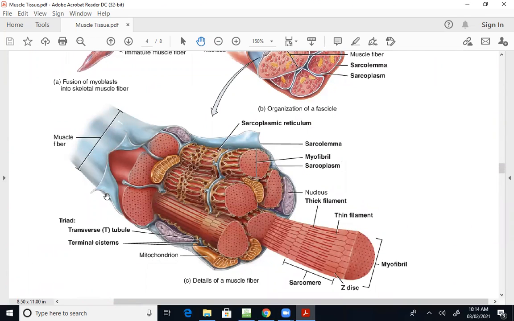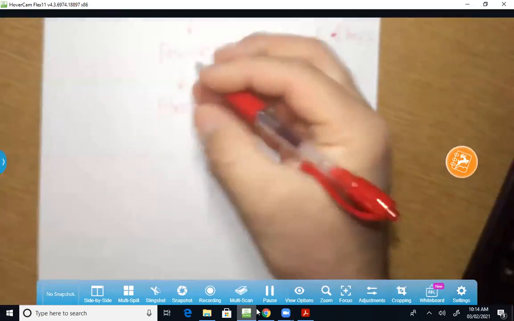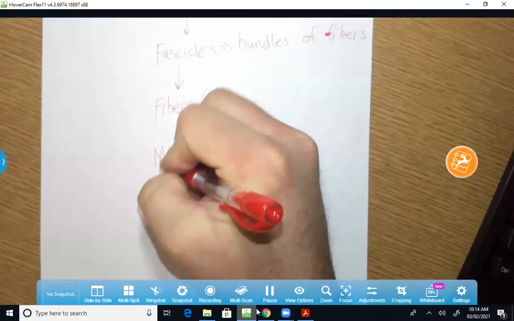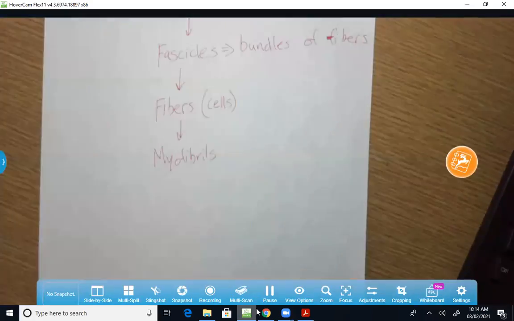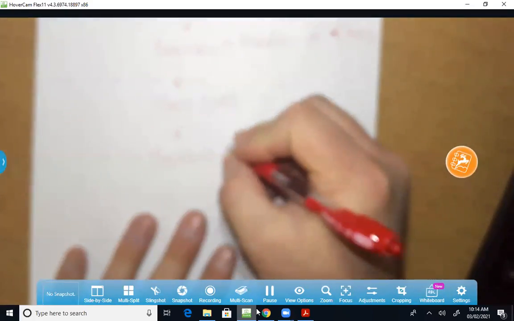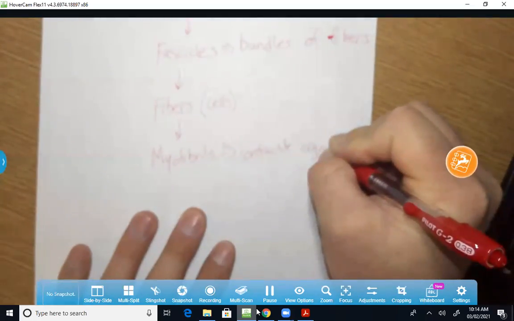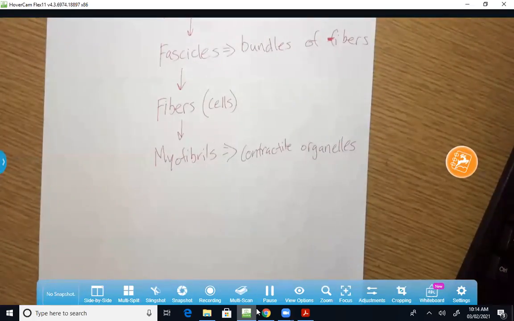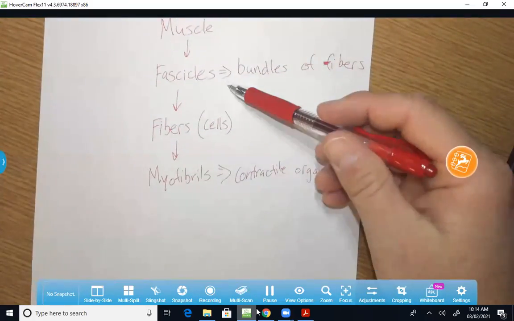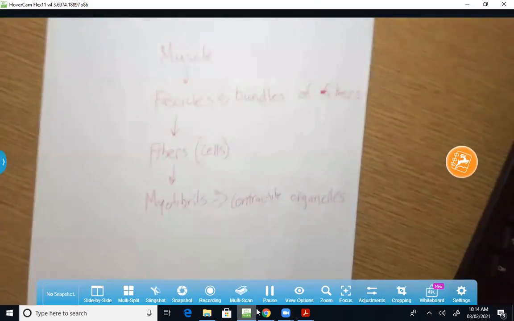Okay. Looking here in our picture, we can see there are many of these tube-like structures, each of which is a myofibril. So I can bounce back to my flow chart here and add them to the list. And I usually just describe them as simply our contractile organelles. They are what shorten or contract, causing the muscle fiber to shorten, causing the fascicles to shorten, ultimately causing our muscles to shorten.